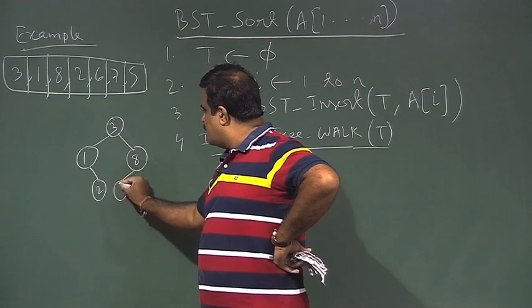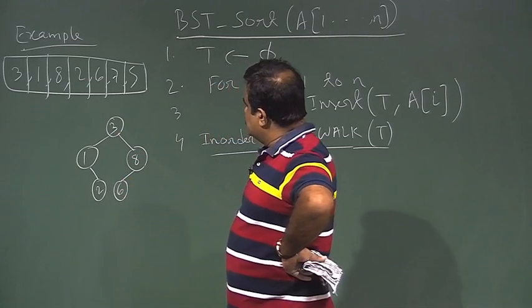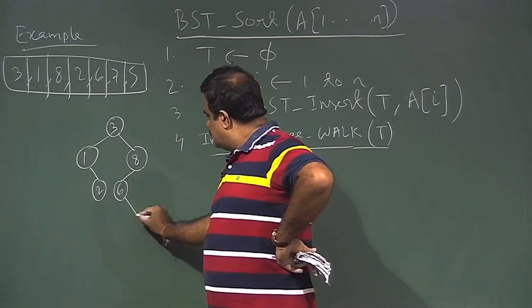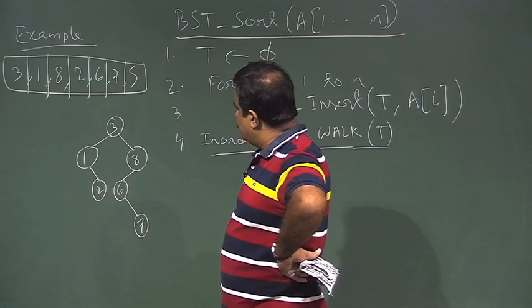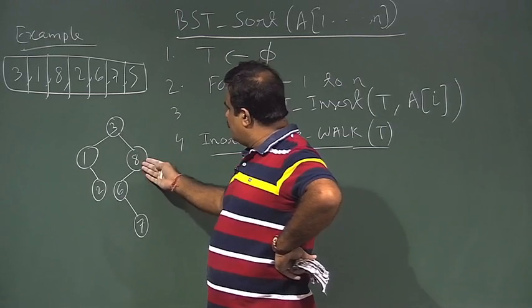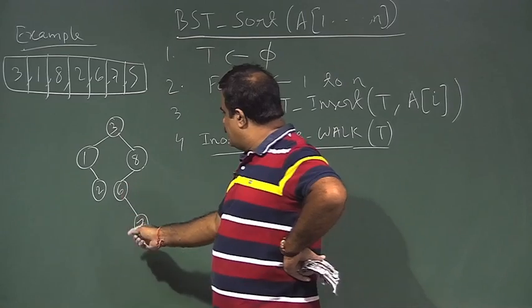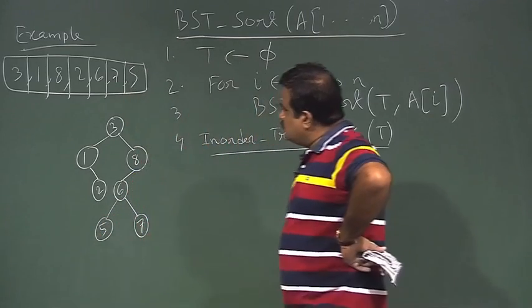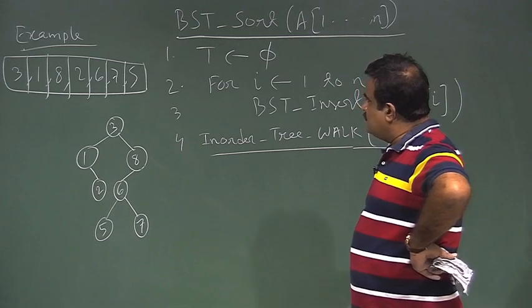So we will put it here. Then 7 is greater than 3 but less than 8, again greater than. So we will put it here. Then 5 is greater than 3 but less than 8, but again less than this. So this is the structure of the tree.